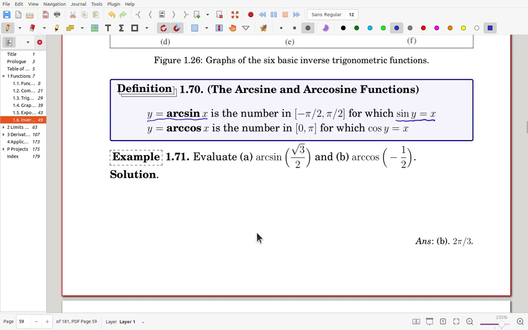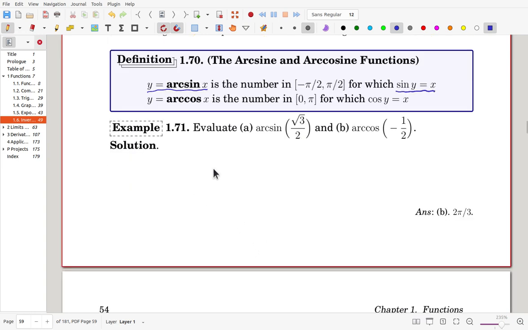Okay, let's go to this example. Let's try to evaluate arcsine of square root of 3 over 2. If you call this, for example, y or t or x, it doesn't matter.